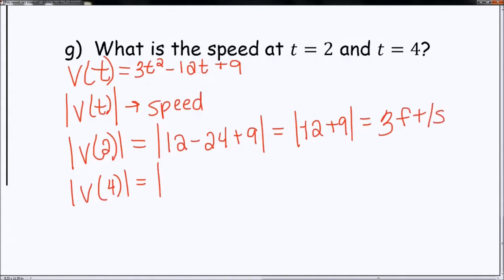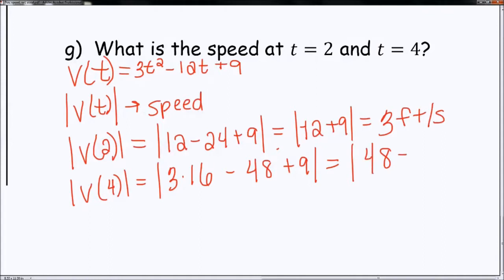And then the absolute value of v of 4, that gives me 3 times 16, minus 12 times 4 is 48, plus 9. 3 times 16 is 48. 48 minus 48 plus 9, well, that just gives me 9 feet per second.